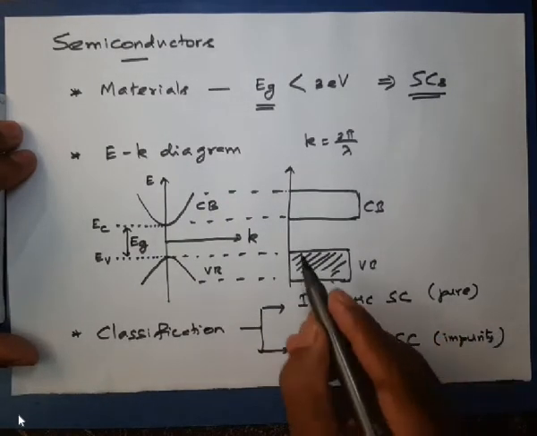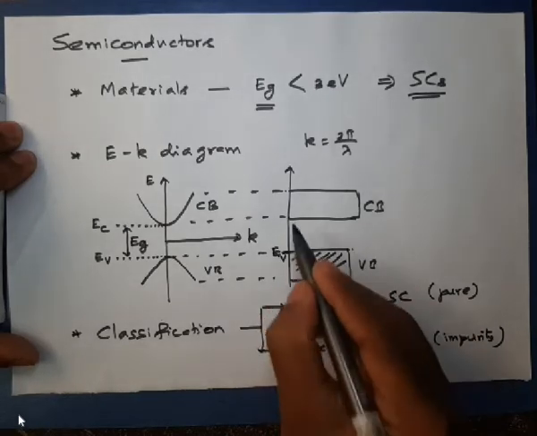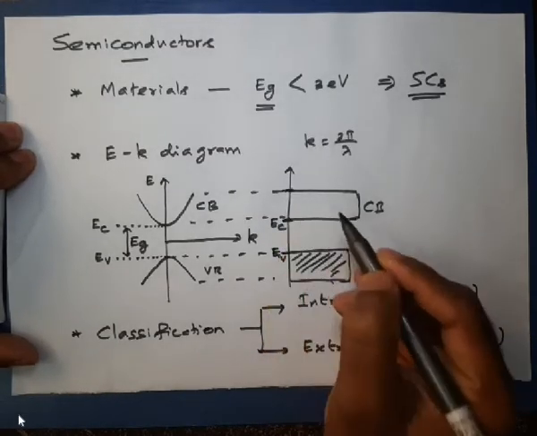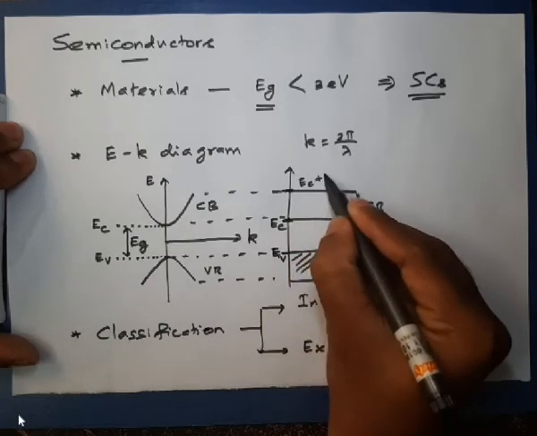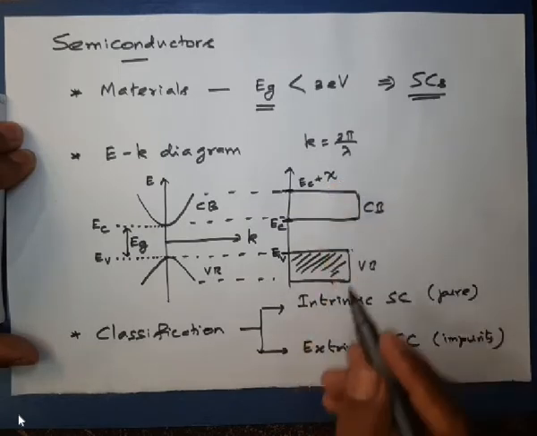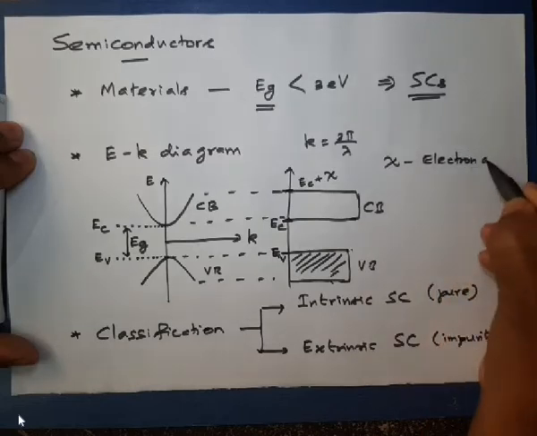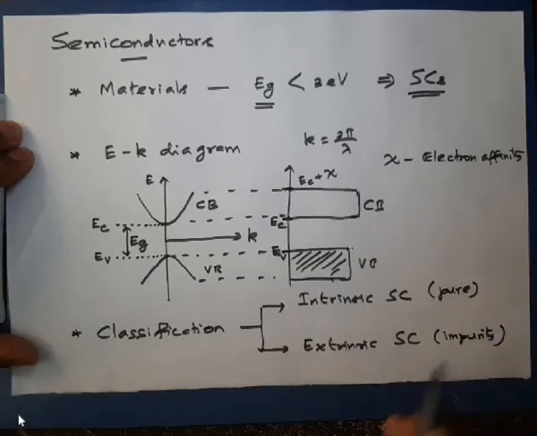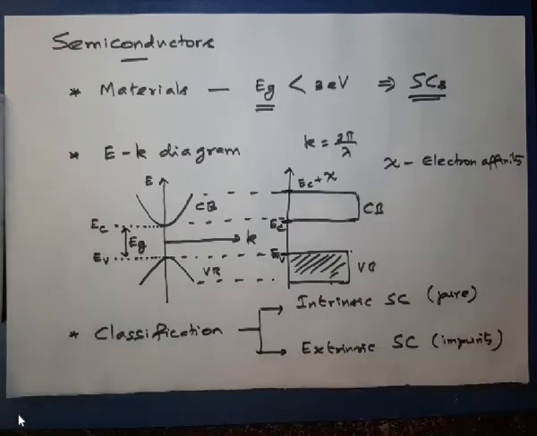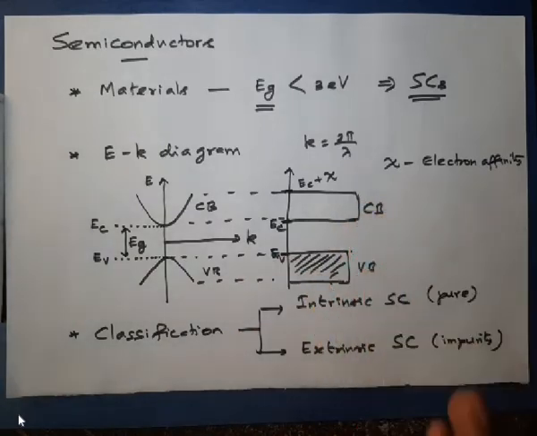Now this energy is EV, the top of the valence band, and this energy is EC, the bottom of the conduction band. And this energy is actually EC plus chi, where chi is the electron affinity of the material. What is chi? Chi is the electron affinity of the material. Now, this is the basic idea about this EK diagram, and this is an introduction to semiconductors.